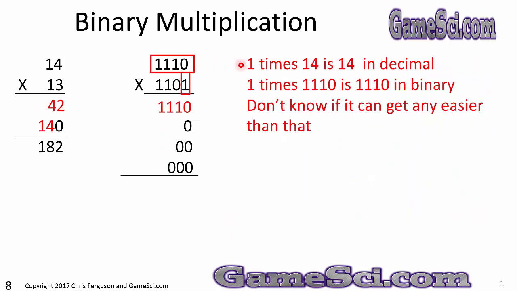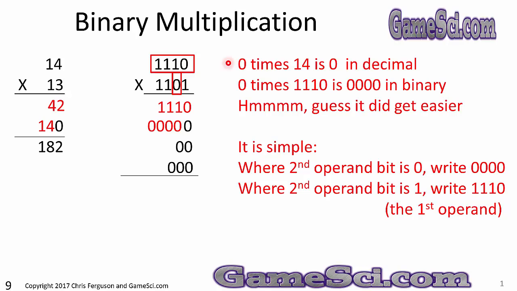1 times 14 is 14 in decimal. 1 times 1110 is 1110 in binary. It's easy. All I'm doing here is 1 times the top operand, and of course I get the top operand. I don't know if it can get any easier than that. 0 times 14 is 0 in decimal. So 0 times 1110 is 0 in binary. I guess it did get easier.